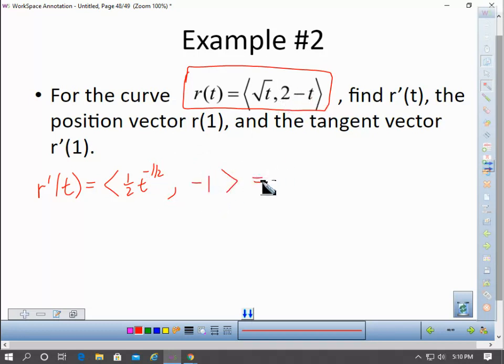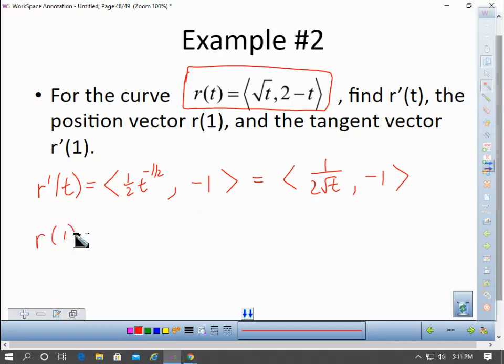If I want to rewrite that to where it looks a little better, I can write this as 1 over 2 square root of t, just rewriting t to the -1/2 in the denominator, comma -1. All right, so there's my first part. There's my r prime of t. That's just taking the derivative of the x function and the derivative of the y function. That's all it is.